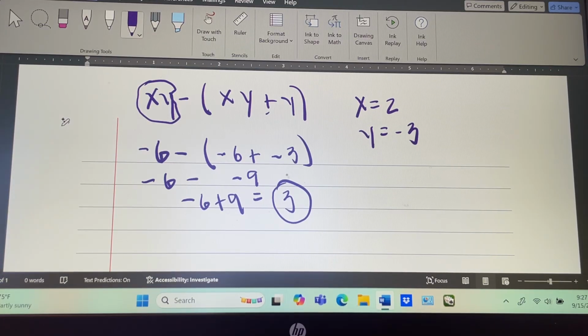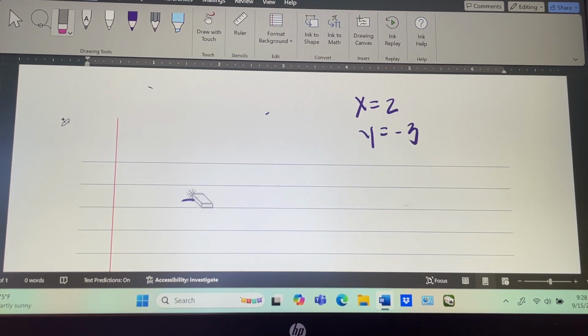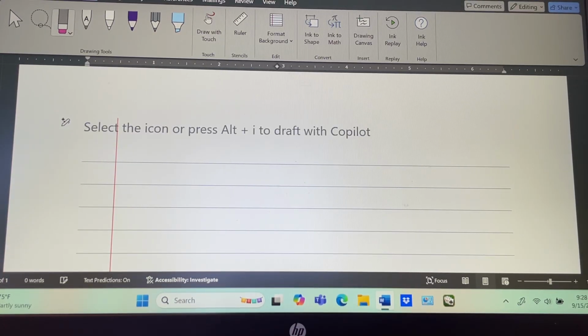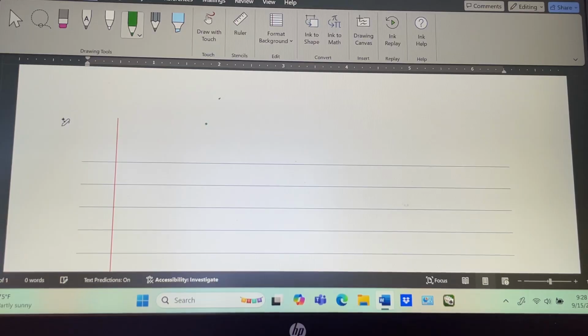Okay, let's do number 4, then we're going to take a break. And if you need to, keep watching this until you get it. That's the purpose for me doing this, is so you'll have something to look at to help you. Okay, number 4. This is one of those long ones.